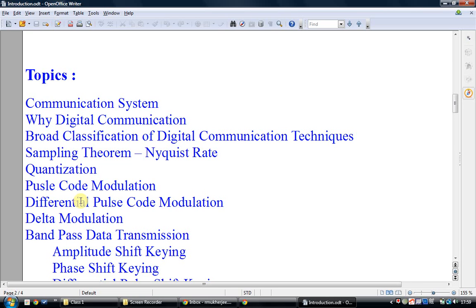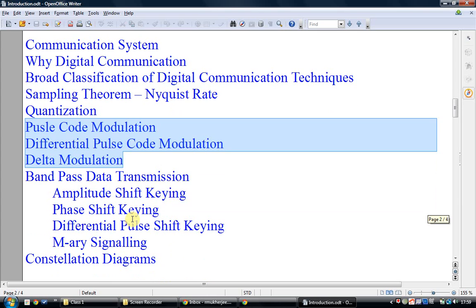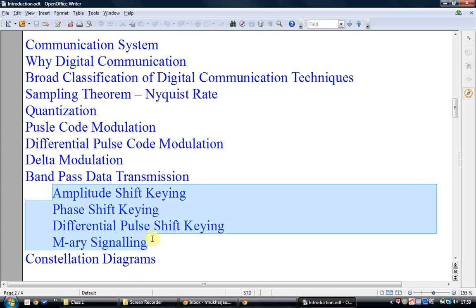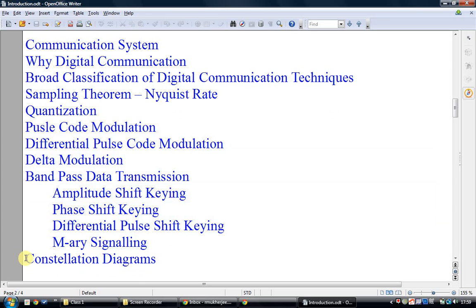We will see the baseband data transmission and bandpass data transmission. The baseband data transmission will include pulse code modulation, differential pulse code modulation, and delta modulation, while the bandpass data transmission will include amplitude shift keying, phase shift keying, differential phase shift keying, and M-array signaling. We will conclude with a detailed discussion on constellation diagrams.